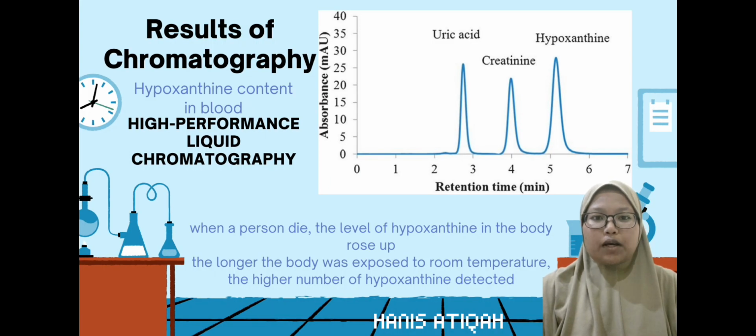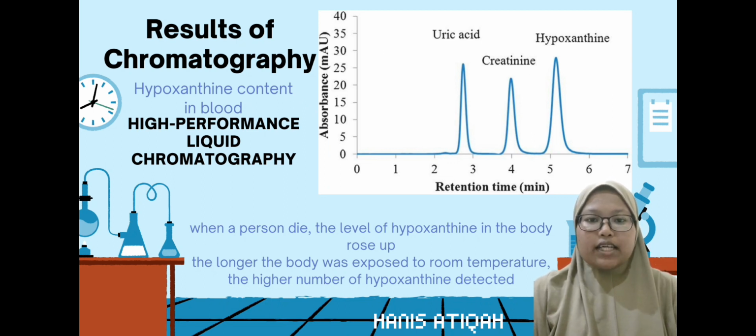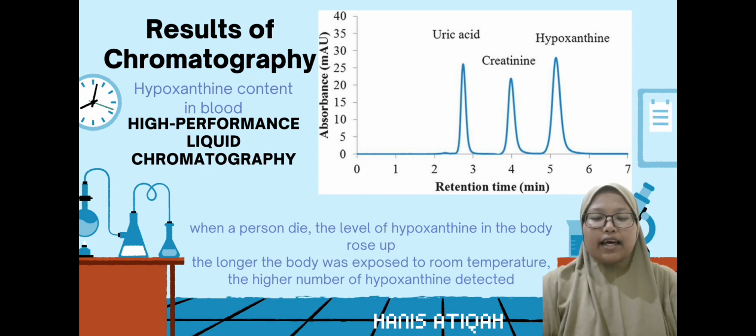The second compound in blood is hypoxanthine. It can be found by using high-performance liquid chromatography. Hypoxanthine is a normal compound in the human body, but when a person dies, the level of hypoxanthine in the body will rise. The longer the body was exposed to room temperature, the higher the amount of hypoxanthine detected. The graph shows that hypoxanthine has a higher value than uric acid and creatinine.